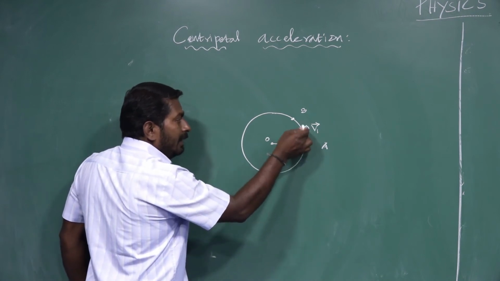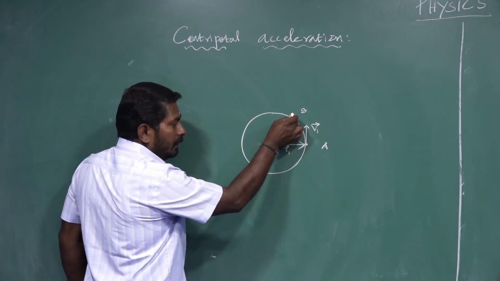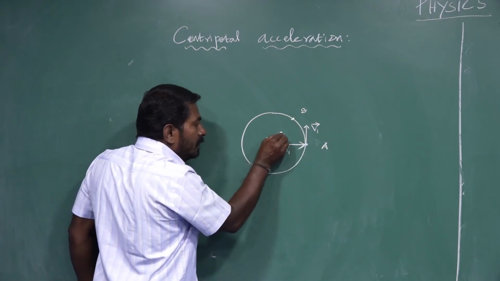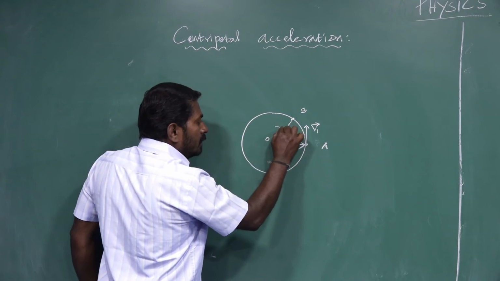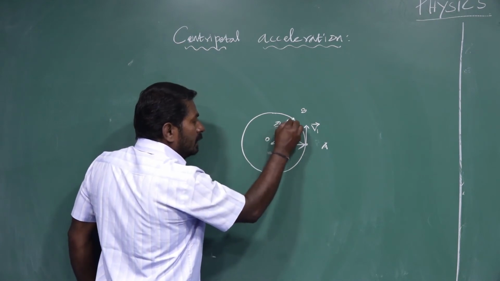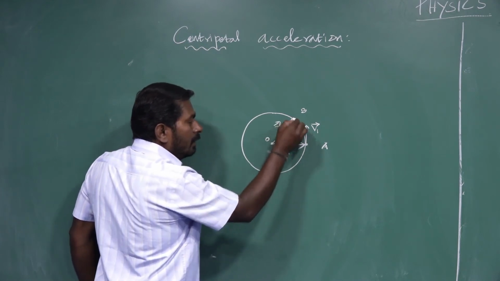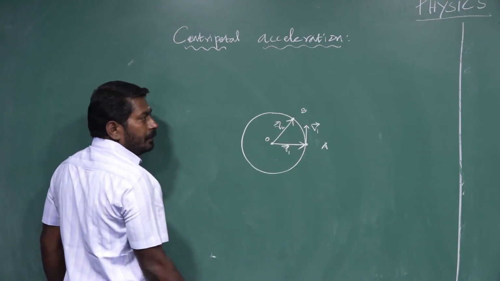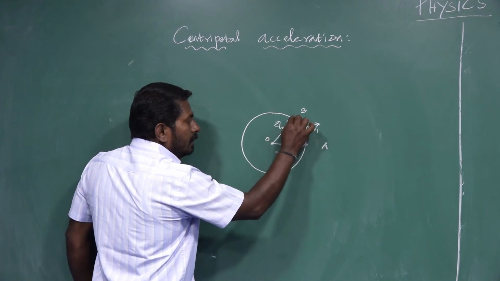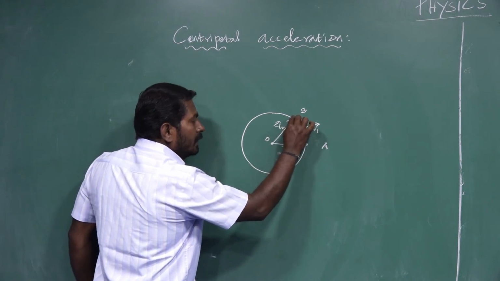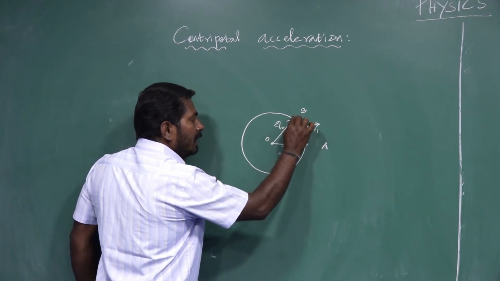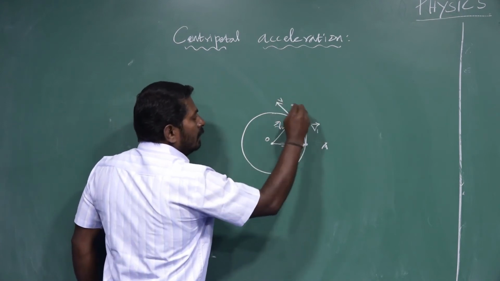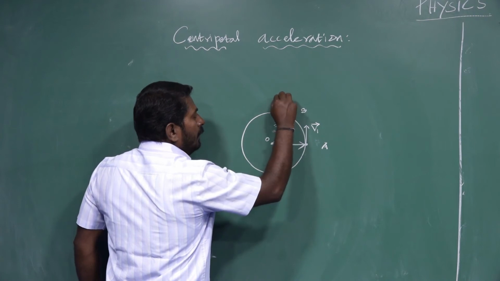If the same point object reaches point B with constant speed, the position vector changes to the r2 vector, directed radially from the center of the circular path. At this point B, the direction of tangential velocity or linear velocity of the point object is acting along this direction, that is the v2 vector.